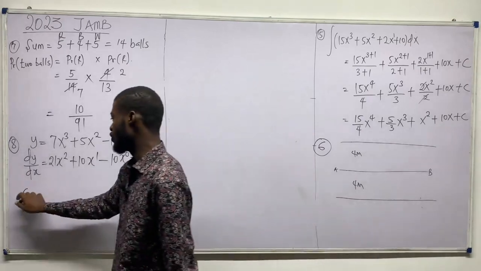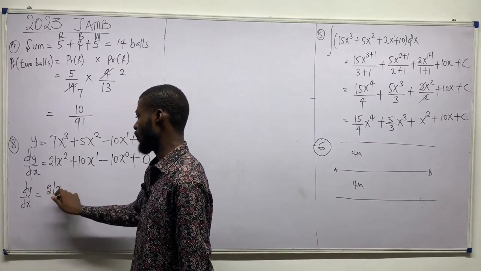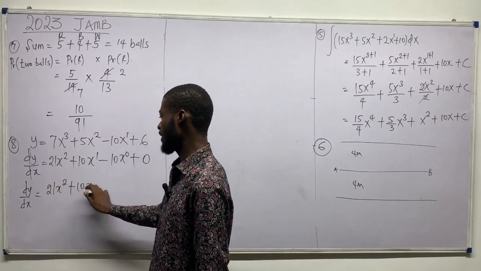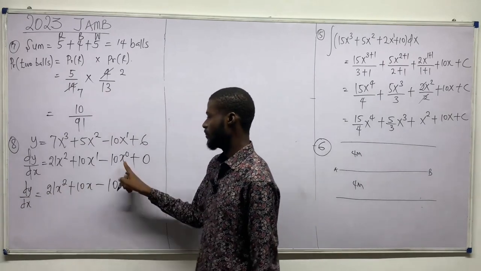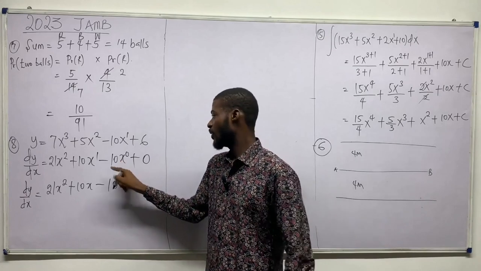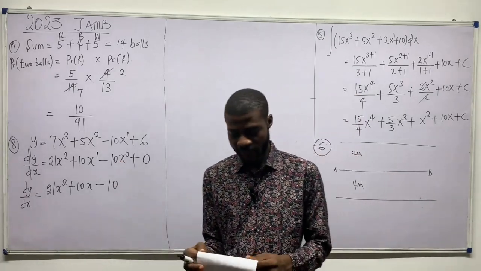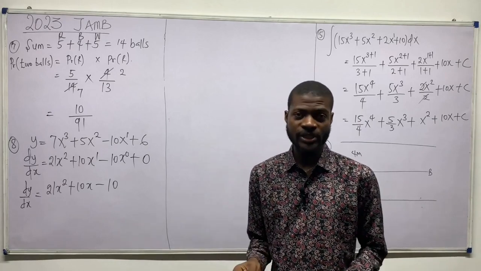So it means dy/dx is going to be equal to 21x squared plus 10x minus 10, because x to the power of 0 is 1. 1 times 10 is 10. So that will be the answer for that question.